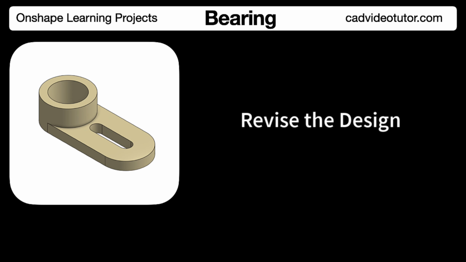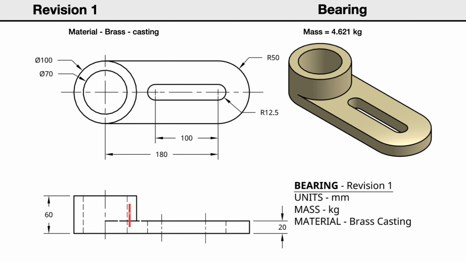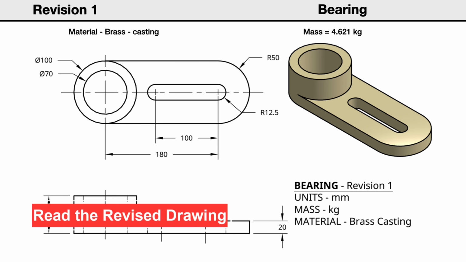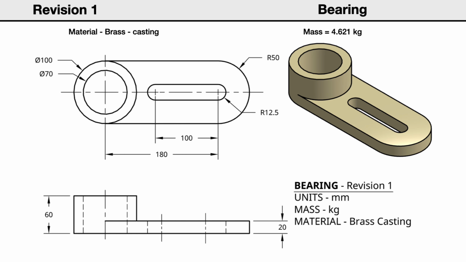In this segment, we will make revisions to the bearing. We will start by reading the revision drawings to find which features need to be changed. First, the length has increased by 40 millimeters to 180 millimeters between centers. Also, length of the slot has increased by 30 millimeters to 100 millimeters. When revised, all other features should remain as original and the part should remain symmetrical.